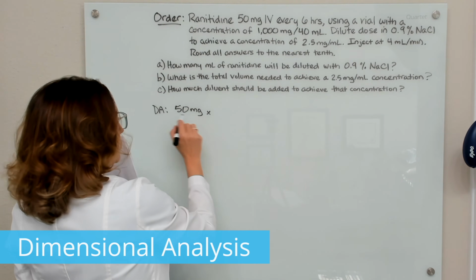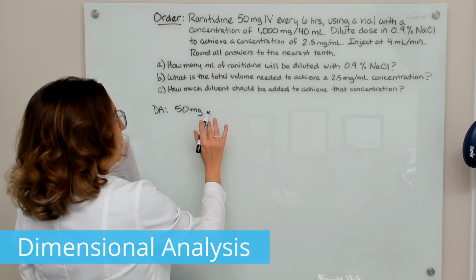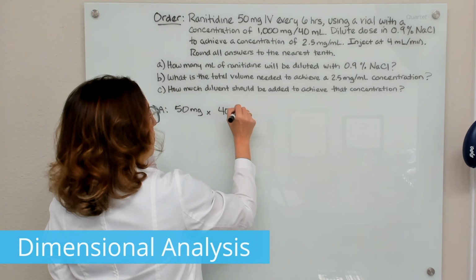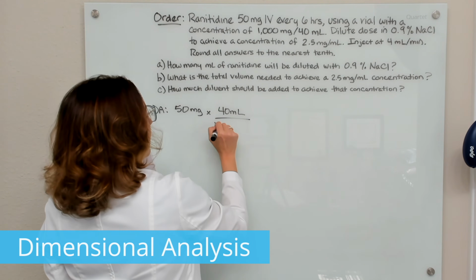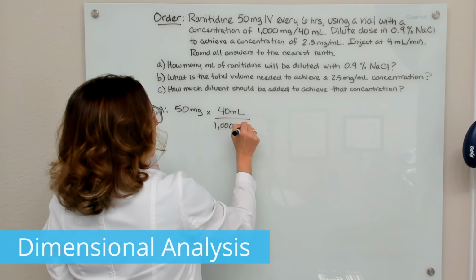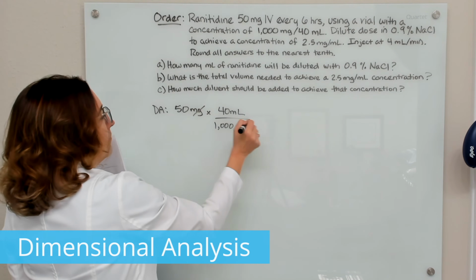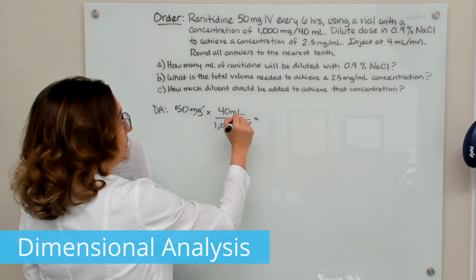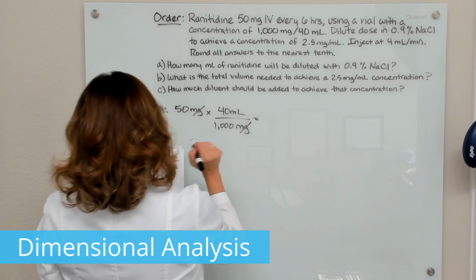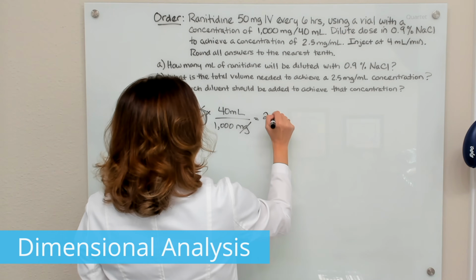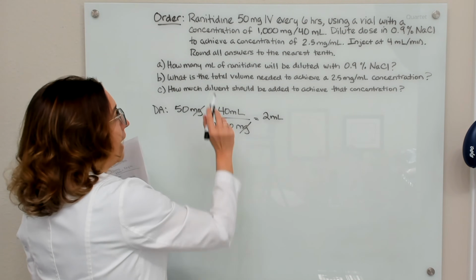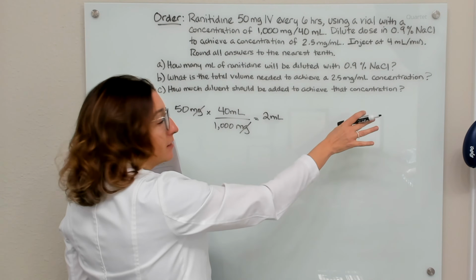Now we're going to take what's ordered, 50 milligrams, multiply that times the available concentration. I'm going to make sure I put 40 ml on top and 1,000 mg on bottom, such that my milligrams cross off and I'm left with milliliters, which is what we are looking for. So when you calculate this out, we end up with 2 milliliters. So that's how much we need to take out of that vial to then dilute it.